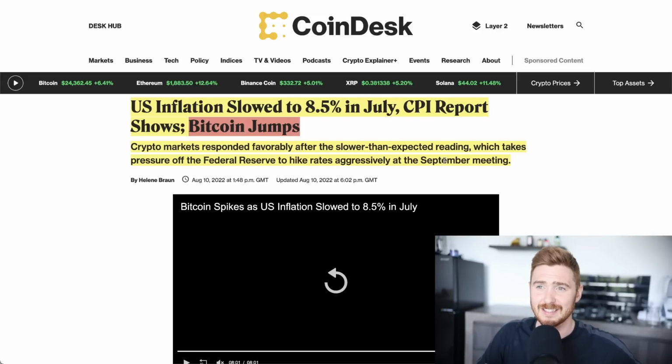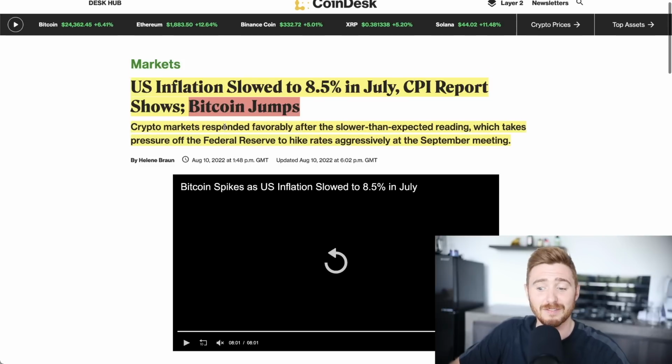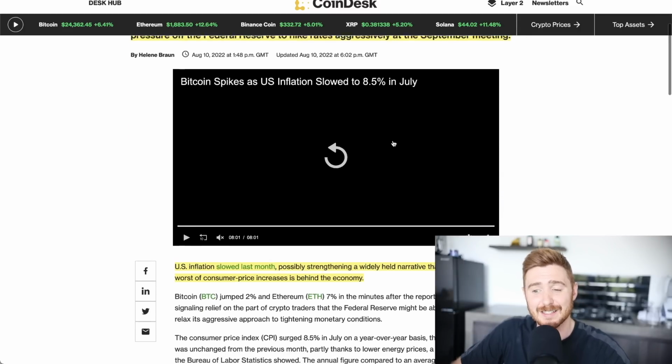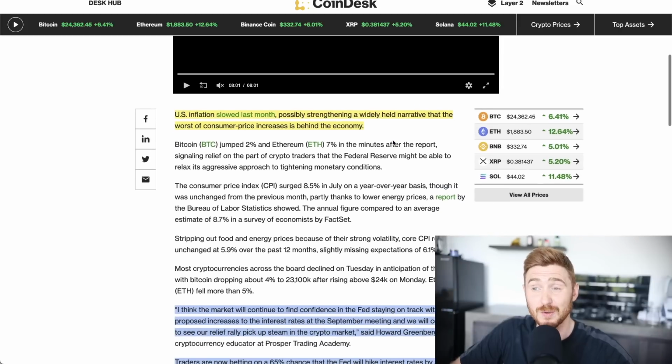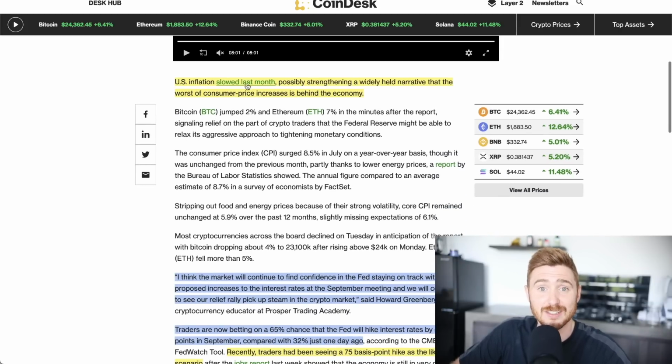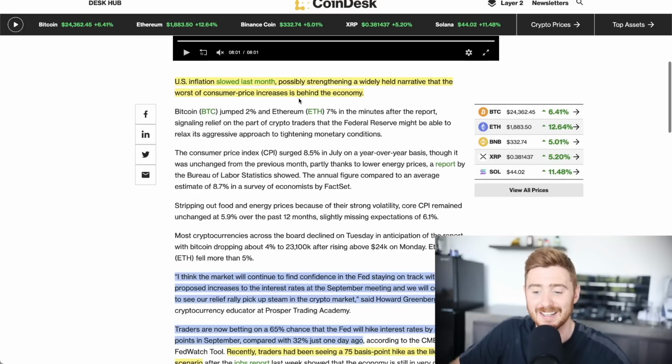This is the first time that it seems that inflation might actually be peaking, which is awesome for the markets and the cryptocurrency markets. So crypto markets responded favorably after slower than expected reading, which takes pressure off the Federal Reserve to hike rates aggressively at the September meeting. So next month at the next meeting, when we do hear about the rate hikes, hopefully they won't be as high as last time. So US inflation slowed in the last month, possibly strengthening widely held narrative that the worst of consumer price increases is behind the economy.